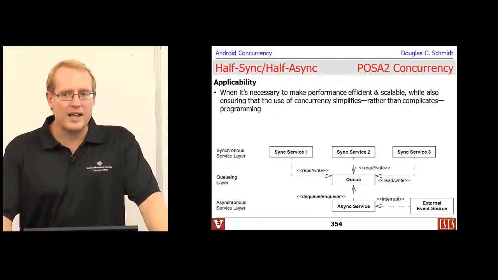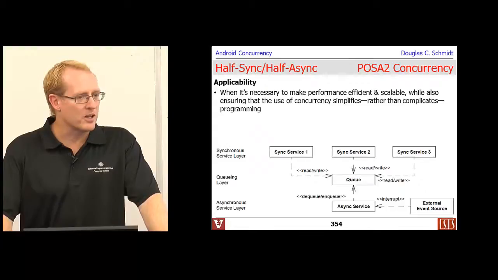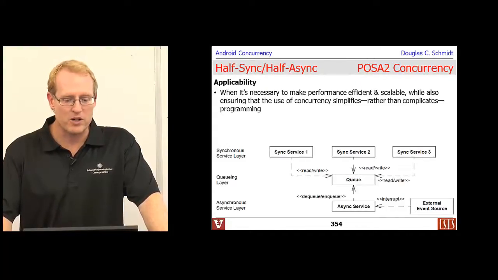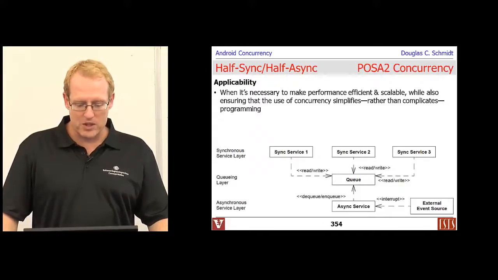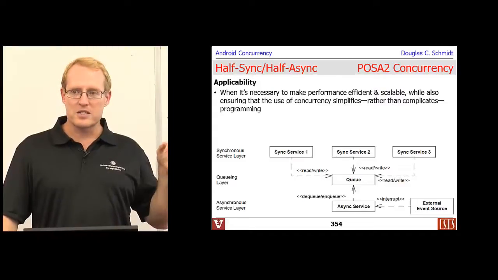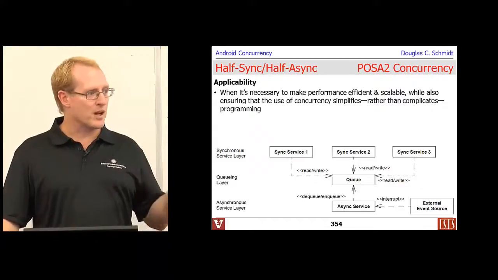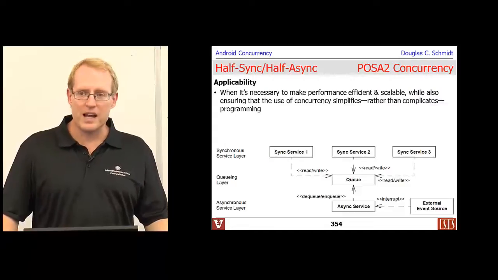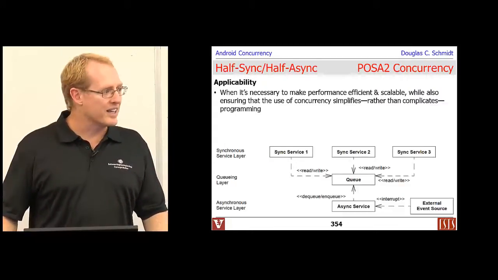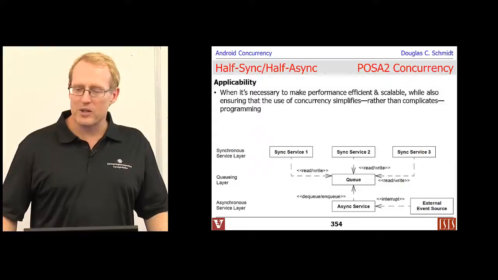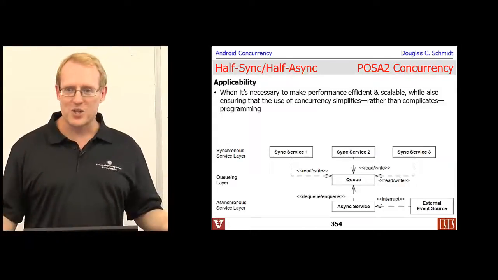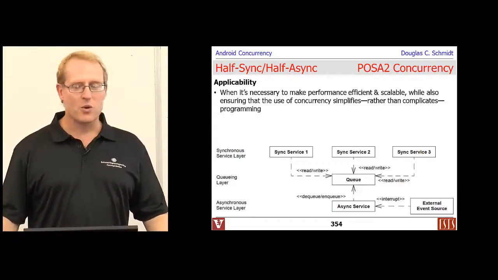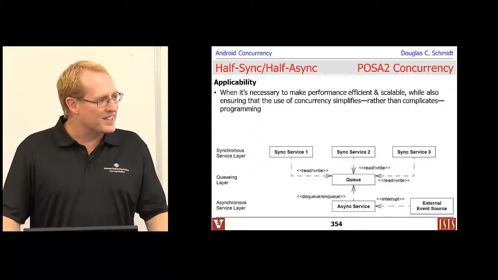So when would you apply a pattern like this? As we talk through the applicability, let's relate it back to what's going on in Android, just to make this discussion a bit more concrete. We want to make performance efficient and scalable, but we also want to make sure that using concurrency simplifies our lives as opposed to complicating them more. We really don't want the application developers to have to know about locking, for example. That should be hidden from them. We don't want the application developers to know about queuing of messages on synchronized queues. That should be hidden from them. We don't want the application developers to know about spawning threads. That should be hidden from them.